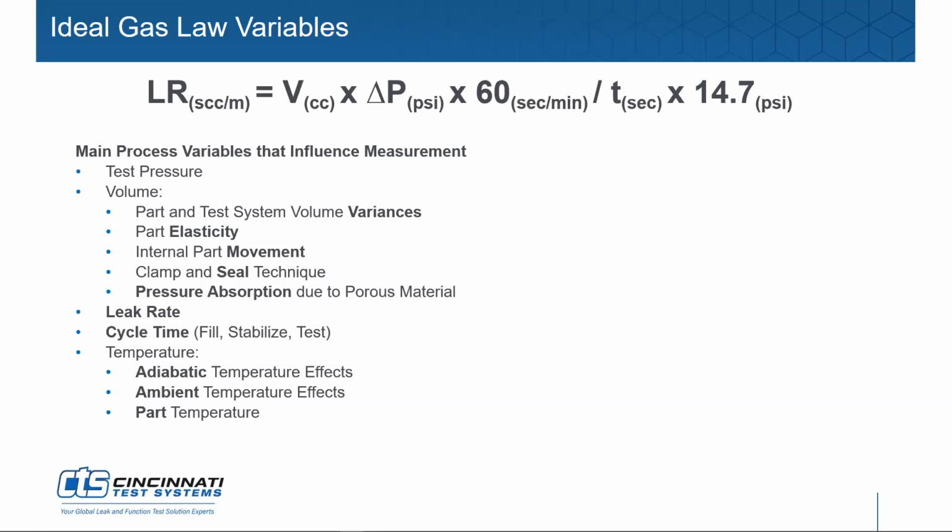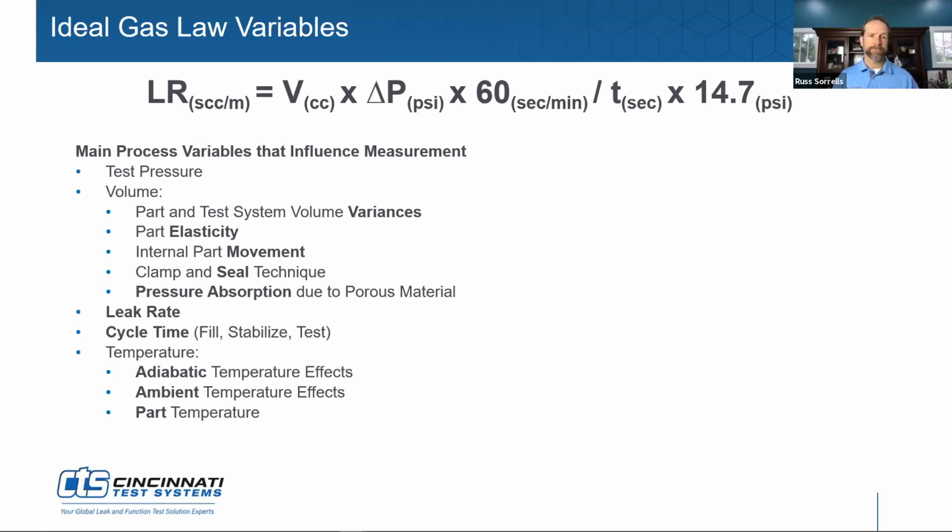And we've talked a little bit about expanding parts. We've talked a little bit about thermal dynamics of compressed gas. And so there are all these variables that are affecting our leak test measurements. Test pressure affects our measurement. Volume of the part, variances part to part, or variances in your part as it may be changing due to expansion, contraction. That's part elasticity. Internal part movement: does the part have pistons or diaphragms in it?